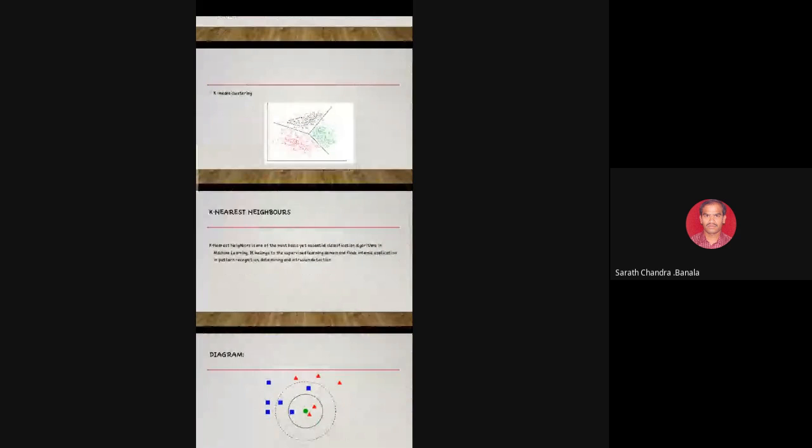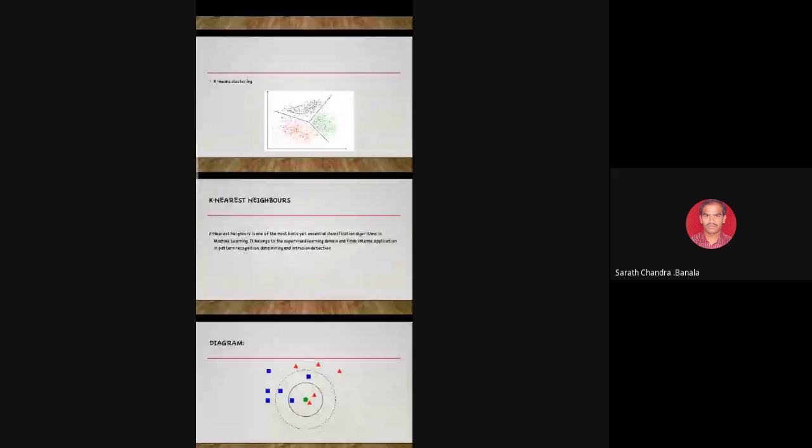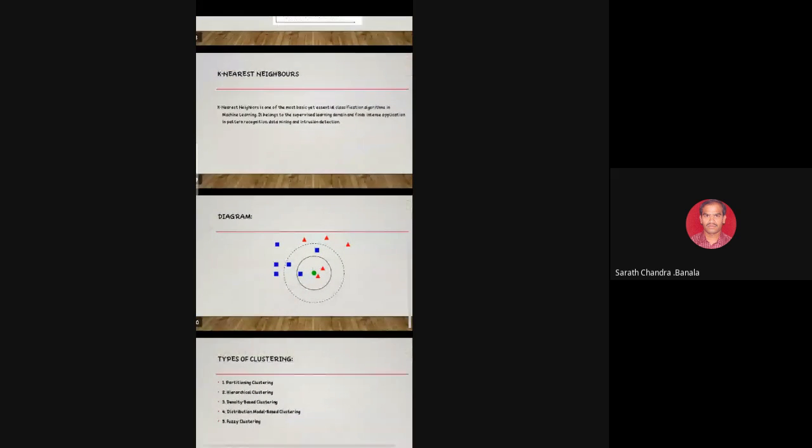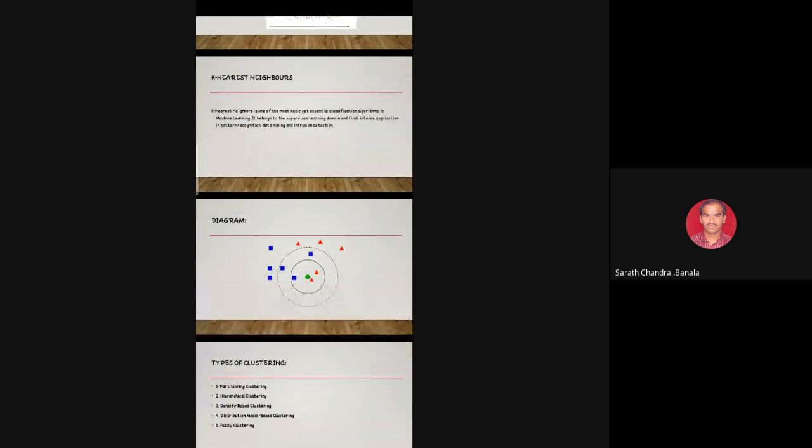And another algorithm is k-nearest neighbors. K-nearest neighbors is one of the algorithms in machine learning. It belongs to the supervised learning domain and finds intense application in pattern recognition, data mining, and intrusion detection. Here is the picture that represents how it detects the pattern of the cluster.